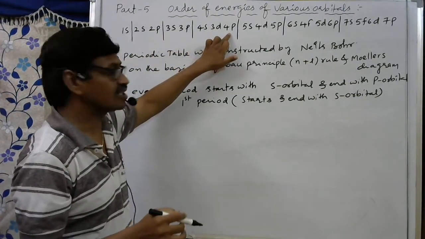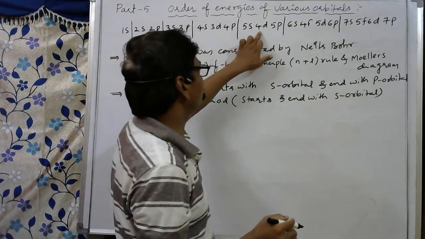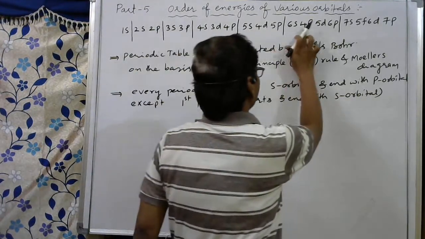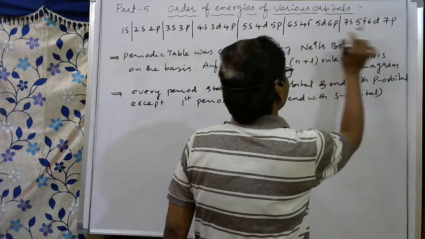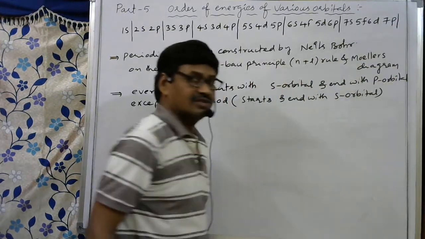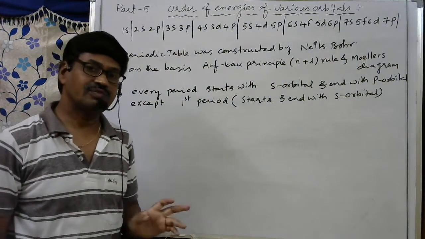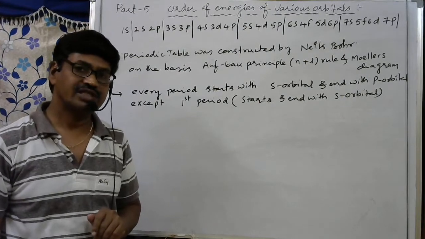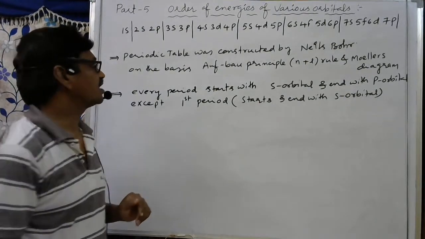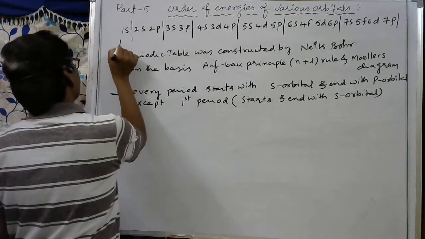Number of electrons are increasing here. Here 5s 4d 5p. Here 6s 4f 5d 6p. Then the last period. So in this way we can expect 7 periods in our periodic table. How many periods? 7 periods in our periodic table. This is the first period.